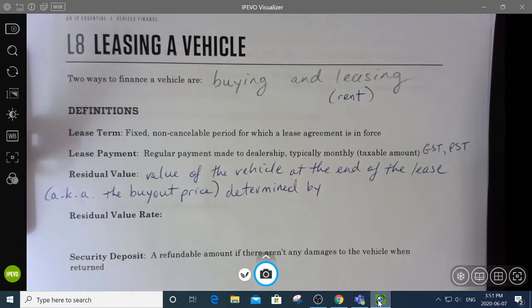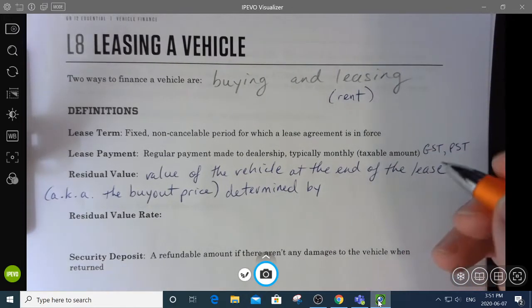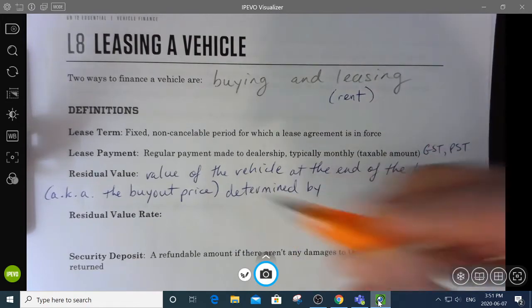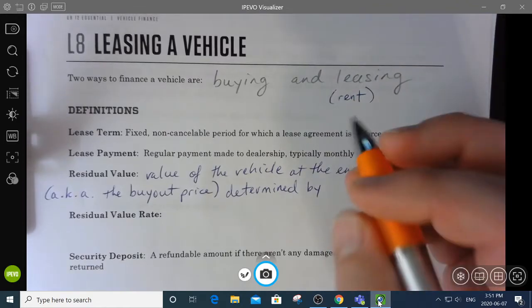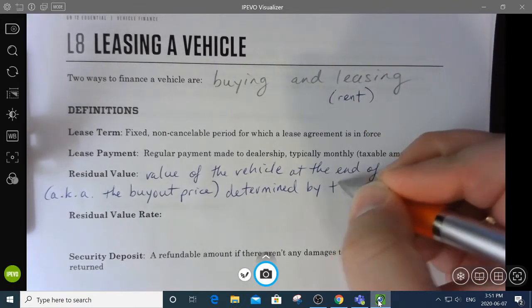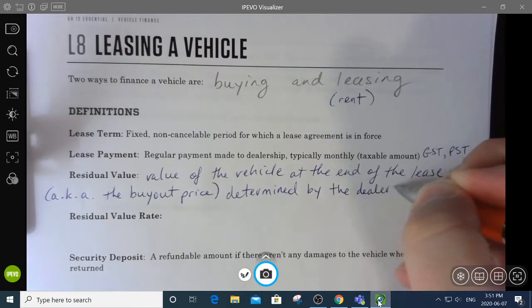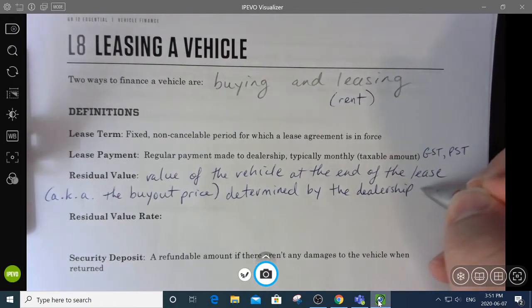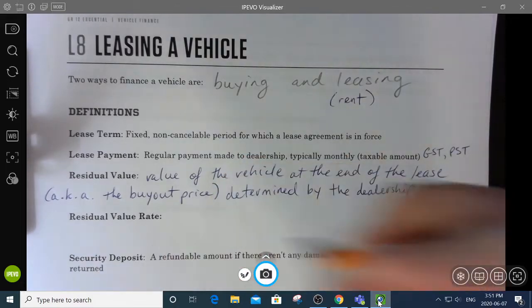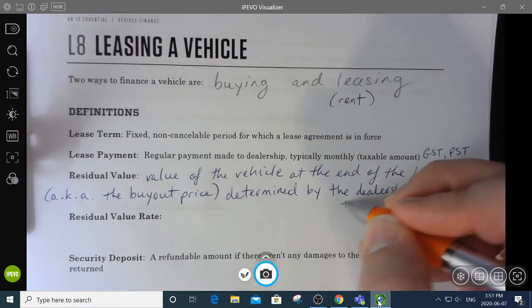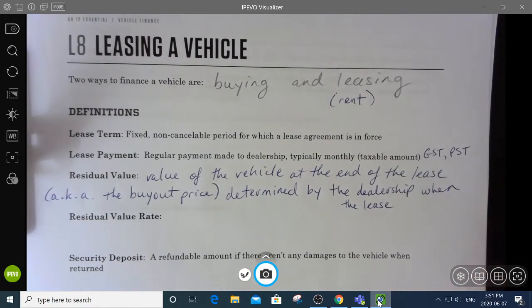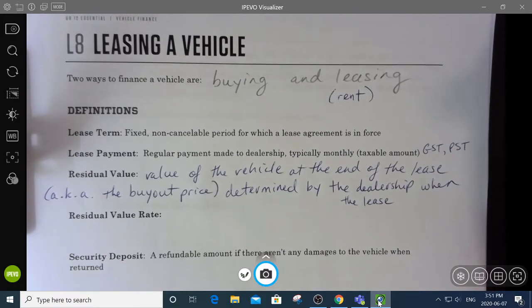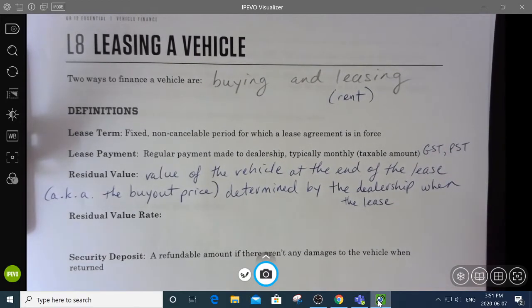It's not like used vehicles where the price of an older used vehicle is determined by the book value. Actually, the dealerships can ignore the book value and set the residual or the buyout price of a vehicle that they're about to lease at whatever they like. So it's determined by the dealership when the lease is signed. So if you're about to lease a vehicle for 3 years, rent a vehicle for 3 years, you actually know before you sign the contract how much that vehicle would be worth to buy out at the end of the lease.